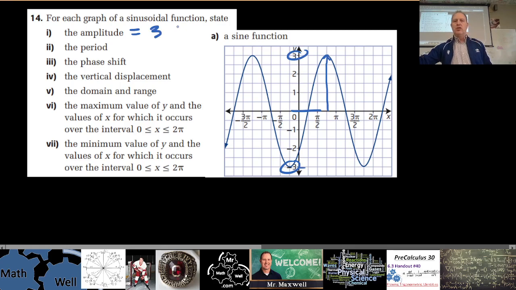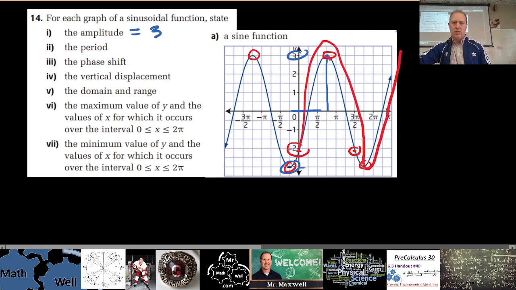Okay, the period. From the beginning of the cycle to the beginning of the next cycle, you can pick anywhere. You can pick 2 crests or maximum points, or 2 minimum points. You can also pick this point here that's at 0 and go straight across to this spot right here. Well, that's only half of it, isn't it? That's half of the period. The whole period would go up and then down and back up again. So this is only one hump. It's got to have the 2.